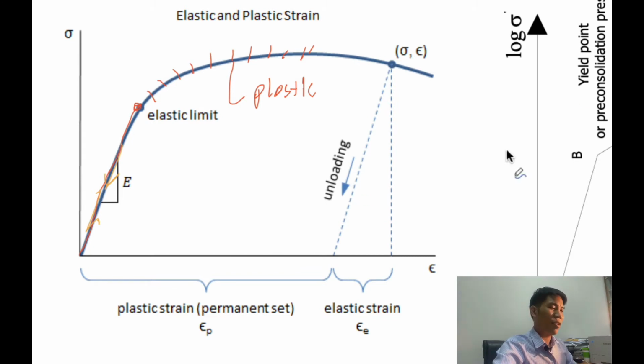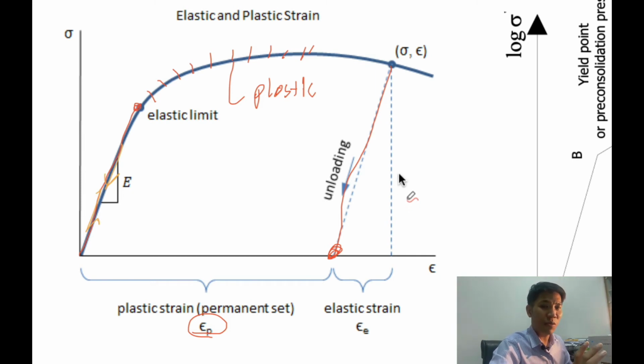And after that, when we unload, the loading will come back to here. It's composed of two components. The first one is plastic strain. It's the component that cannot recover from the deformation, and the other one is called elastic strain, the one that can be recovered. This one is the typical behavior of the material. Soil, steel, concrete are the same.